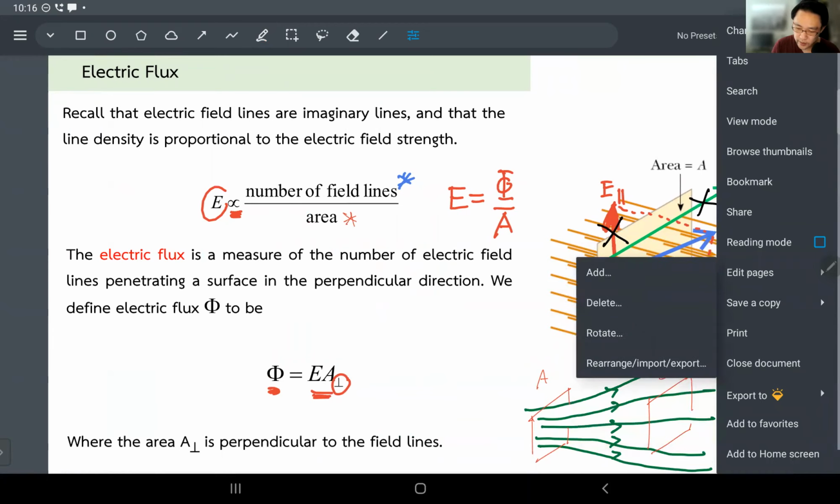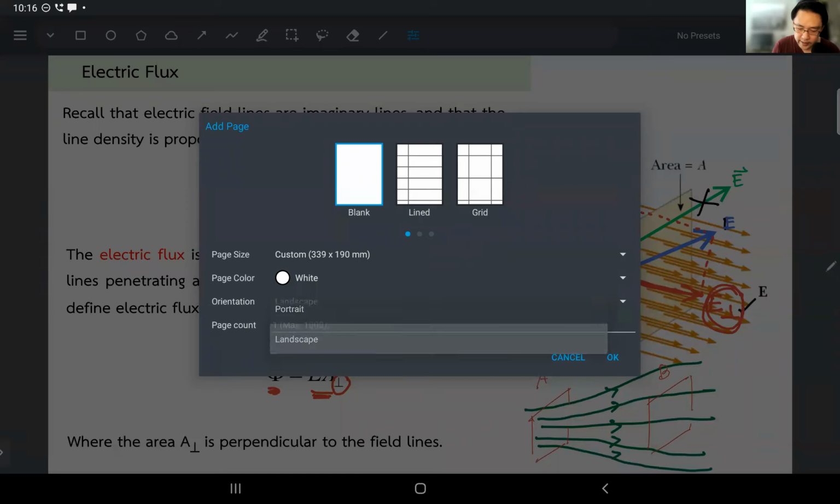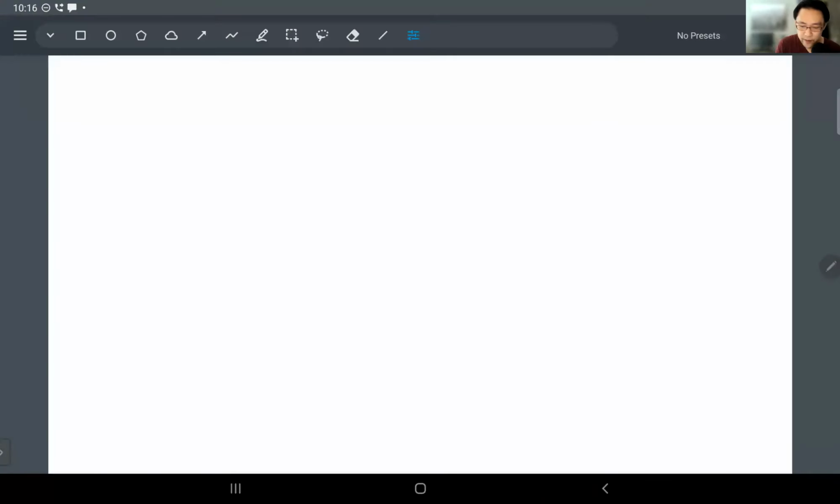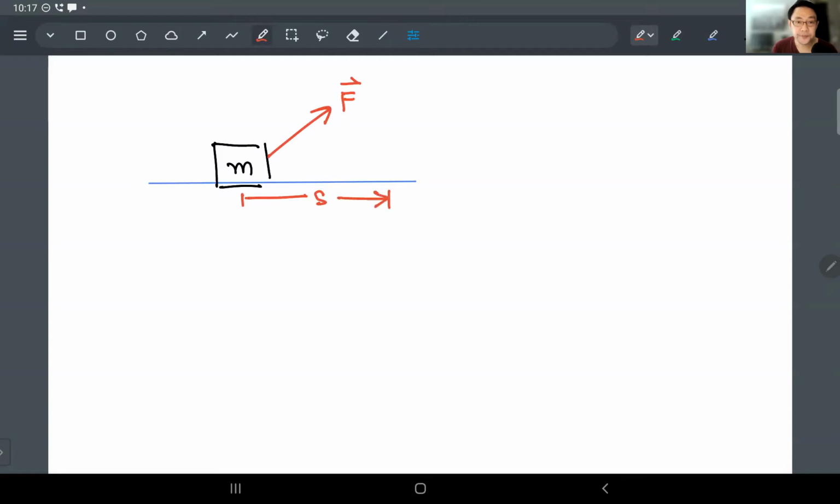I'll need more space, so I'm going to add one more page. Tell me if you still remember this. I have a mass, and a force F pulling this mass, and this mass slides horizontally along the distance S. You can call this the displacement vector S. Everyone knows how to calculate the work done by the force. The work done is F S cosine theta. Remember that one? Cool. Well done.